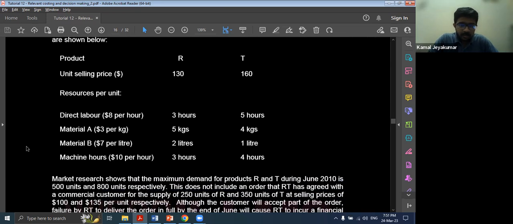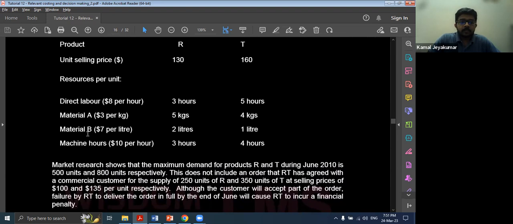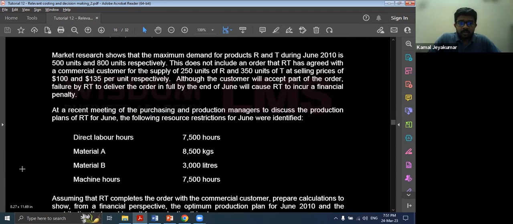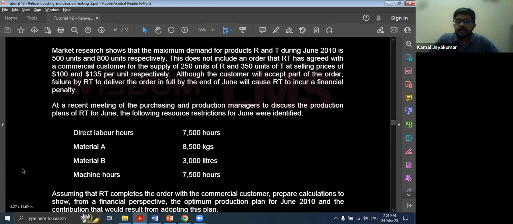Now, this data is similar to the previous question, where your selling price is given. Direct labor, they have given the number of hours, and material A and B also, they have given the quantity with the unit price as well, right? Same story for machine hours. Market research shows that the maximum demand for products R and T during June 2010 is 500 units and 800 units respectively. So they have given the maximum demand also.